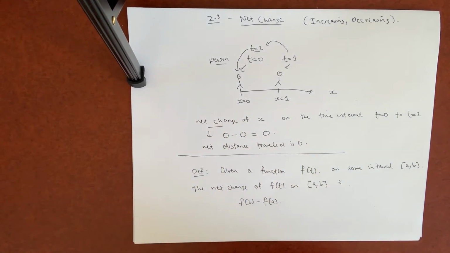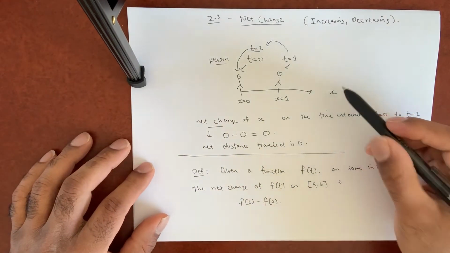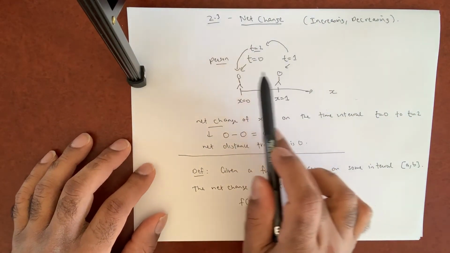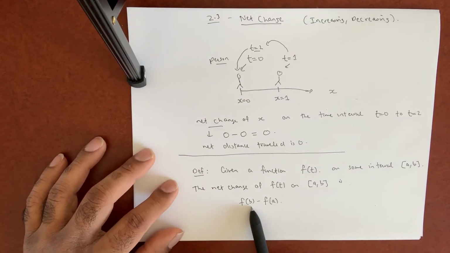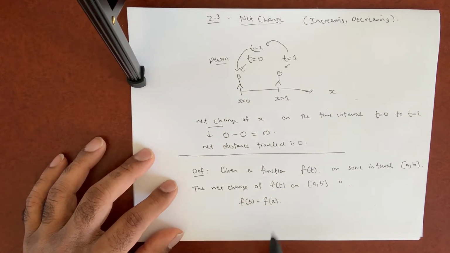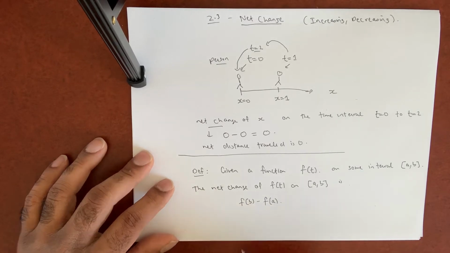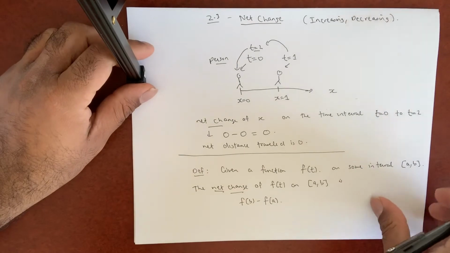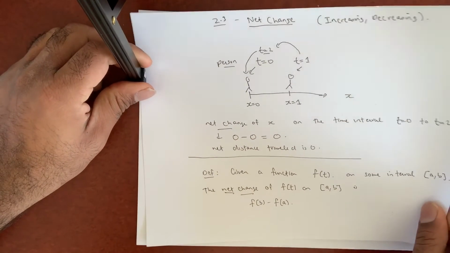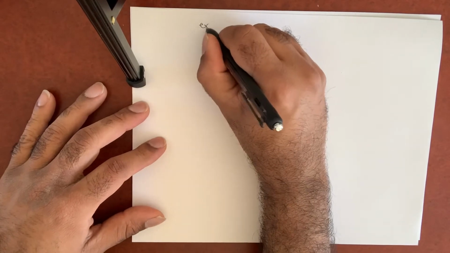And you can think of it exactly like this. If you think of this as a function where the function tells you where you are in time, the net change is simply where you are at the end of the day in relation to where you started. That's the net change. It's a fairly straightforward definition, nothing too complicated. So let's do an example.